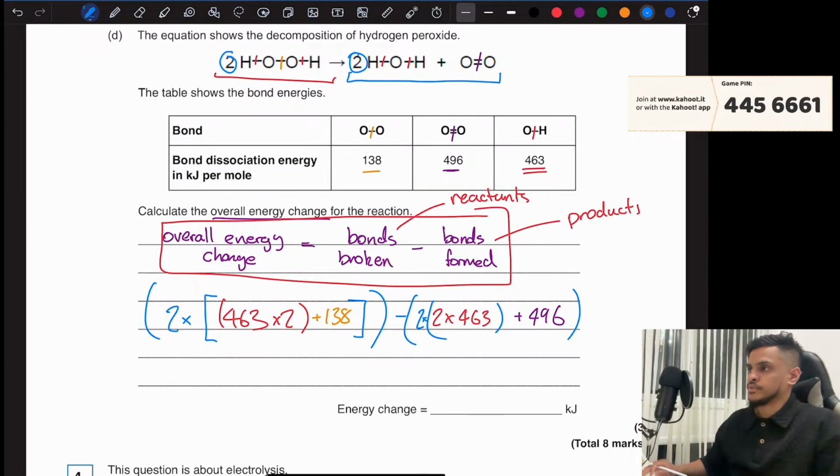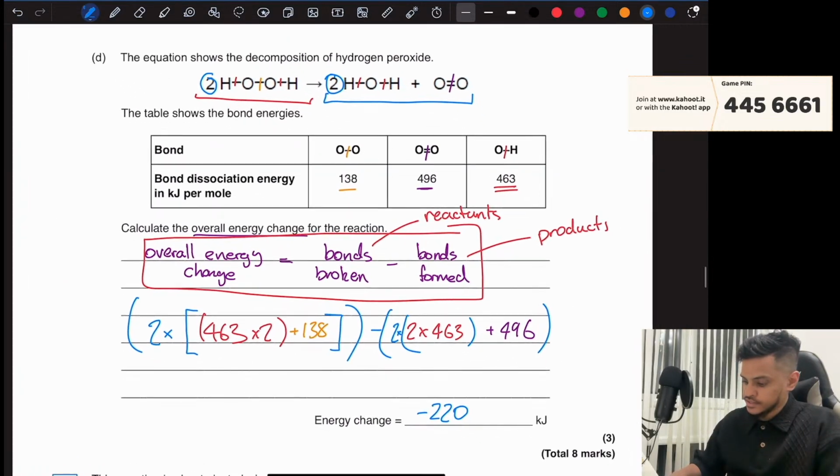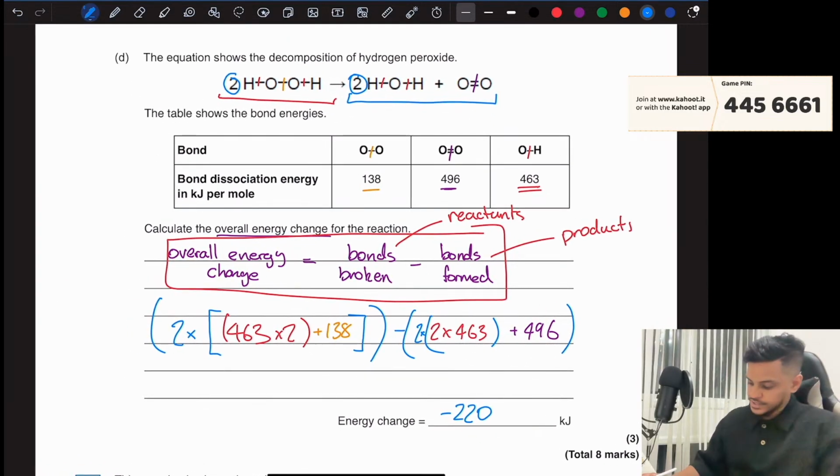Okay, so if you put that in the calculator, you should get a negative answer. You should get minus 220, guys. You can take a screenshot and try this in your own time if you want. Practice this. What does negative mean? If you get a negative number, does anyone know what that means? Let me know in the chat if you know.